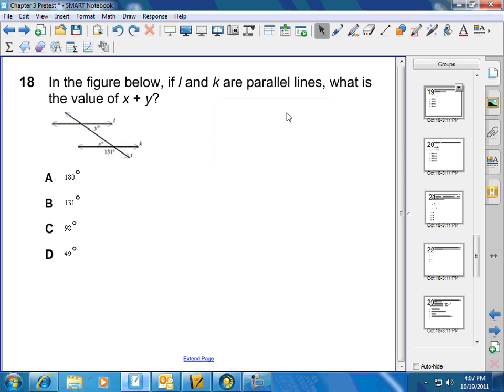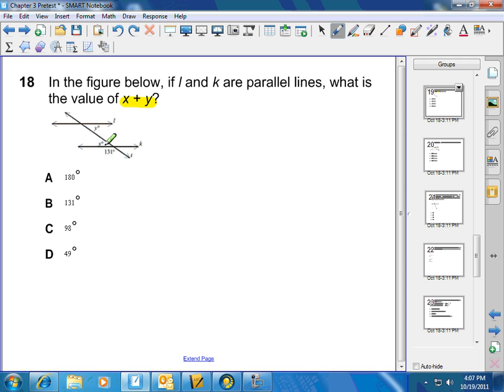In the figure below, if L and K are parallel lines, what is the value of x plus y? Make sure you notice that it's the sum of x and y. Okay, so when we look at one given angle here, 131 degrees, we can determine x.